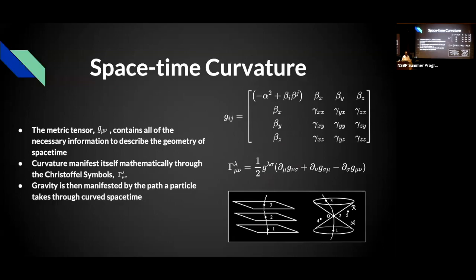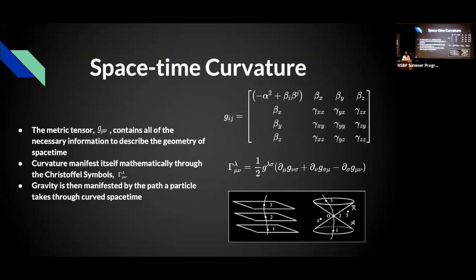But more importantly, what the space-time metric actually is, is it contains all of the necessary information to describe some region of space-time. So if you see this image that I have on the bottom right side of the screen, I have three spatial planes, stacked on top of each other. These planes are called hyperplanes, and every single one of them, planes 1, 2, and 3, is going to have a different spatial metric.